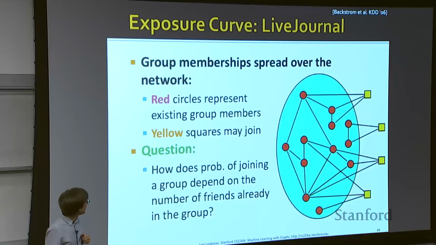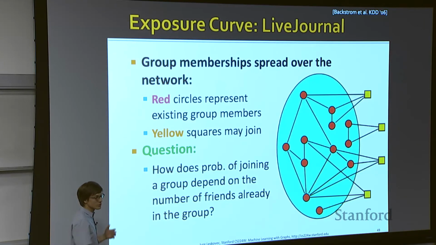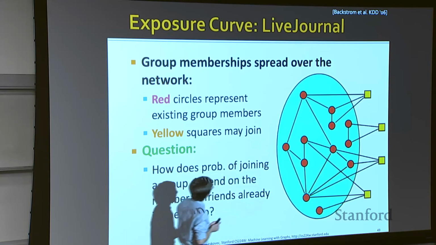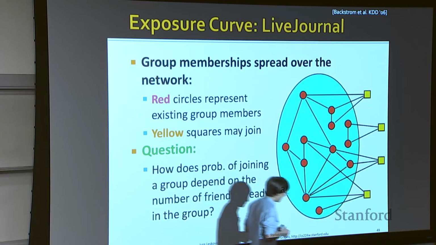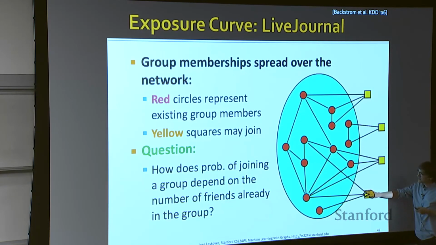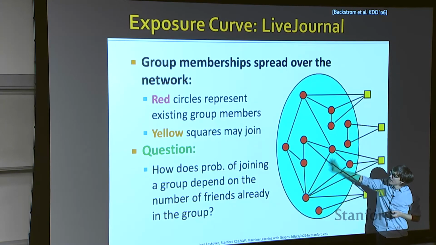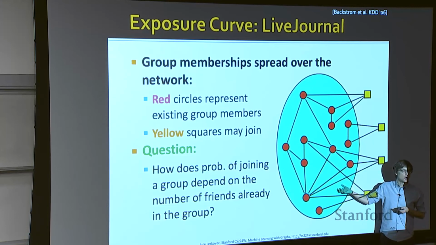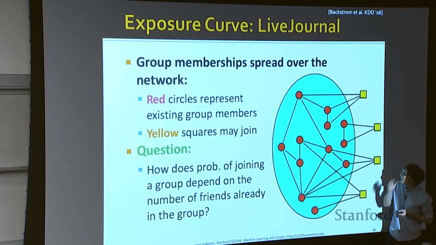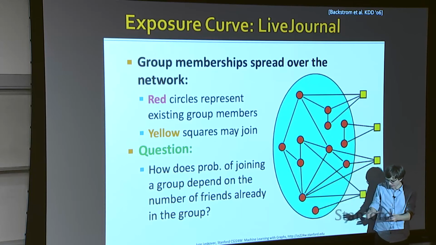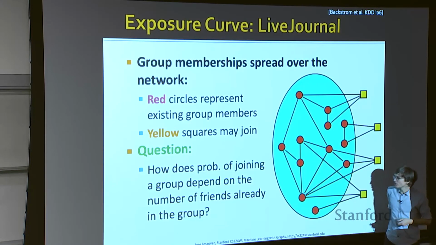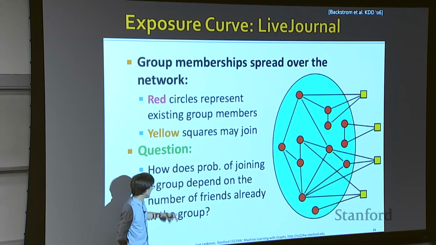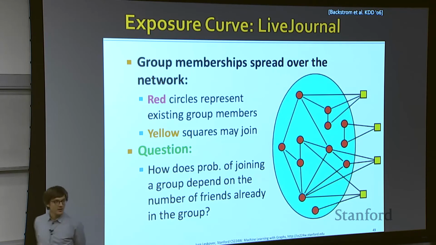Another example is you can look at people joining social groups online. This is from a social network called LiveJournal, where the way you can think of this is you have people, and every person can say how many friends are already members of a group. Will I decide to join the group? So it's essentially how many people are part of a given discussion group. Will I join that discussion group? So the question is, how does the probability of joining the group depend on the number of friends that are already in the group?